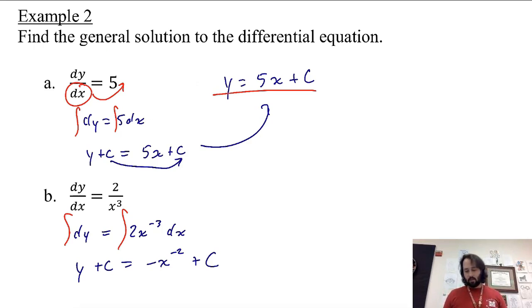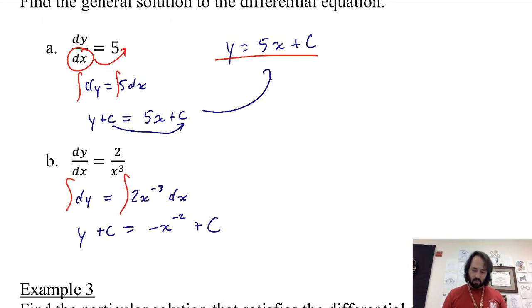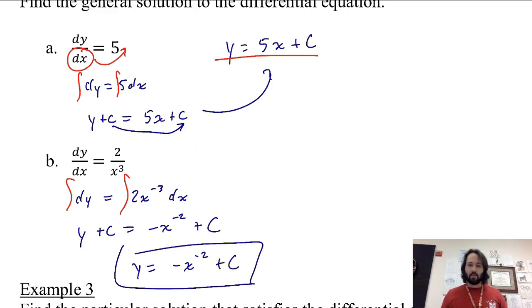All right, let's think about that. Bring your negative 2 down. It will be 2. You subtract 1 from the exponent. So I would have negative x to the negative 2 plus c. That would be my general solution.